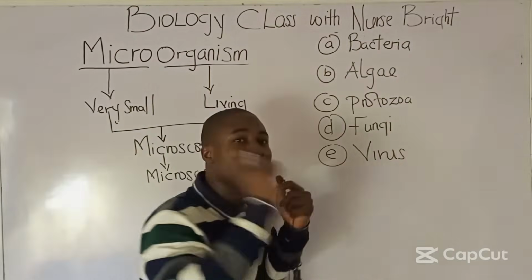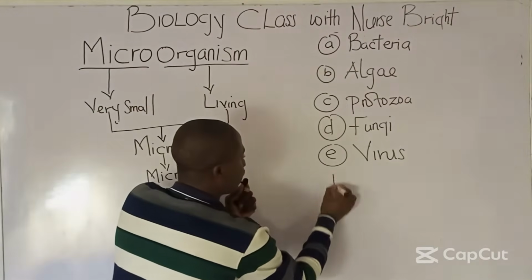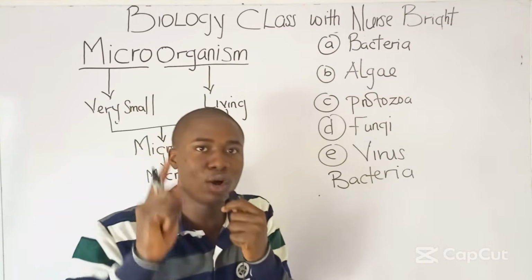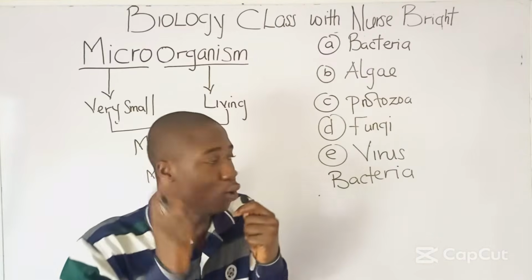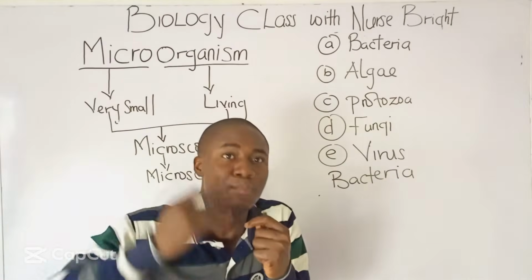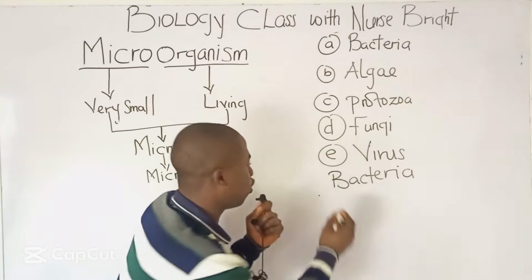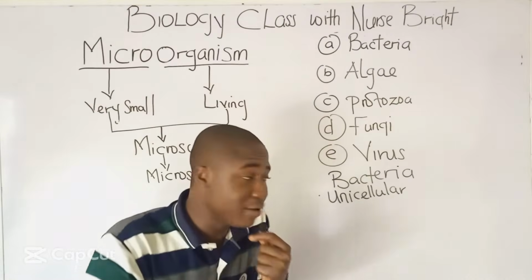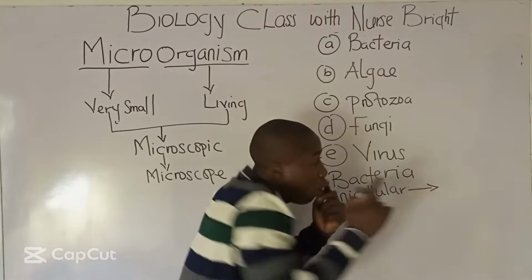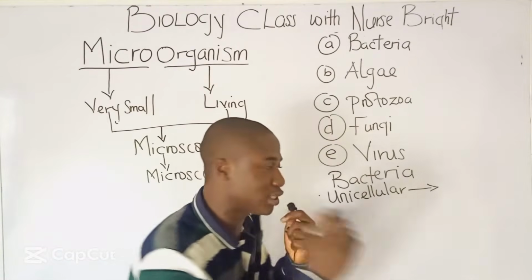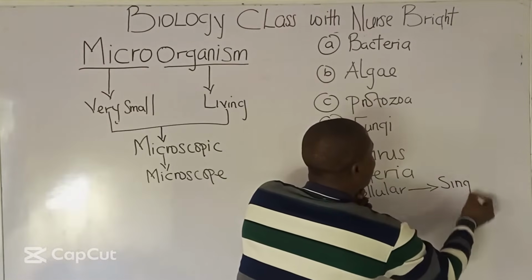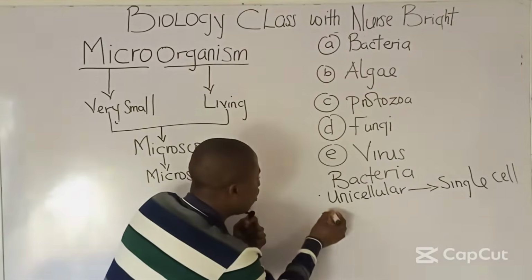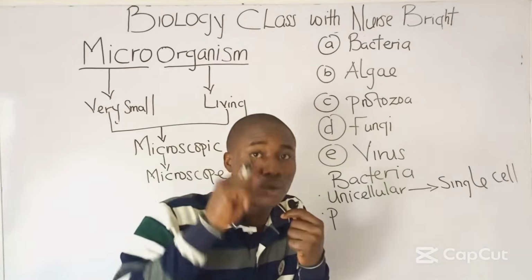Let us quickly talk about bacteria as a microorganism. Now, this must be noted about bacteria. Bacteria as a microorganism is unicellular in nature. Since bacteria are unicellular, it means they contain just a single cell. So bacteria are single-celled organisms.